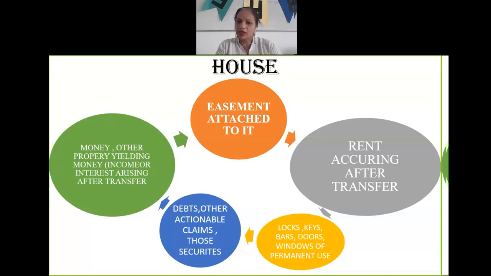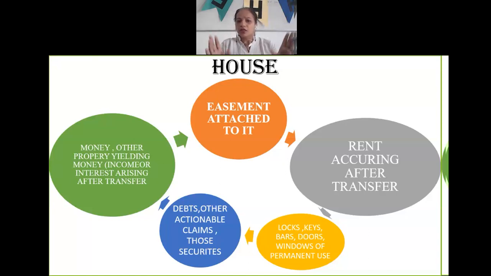the locks, keys, bars, doors, windows of permanent use, debts, other actionable claims, those securities, money, their property yielding money, income or interest arising after transfer would be considered legal incidents and would move along with the house, because all these things, easement attached to it, rent occurring after transfer, locks, keys, bars, doors, windows of permanent use, debts, etc. would lose their separate identity when separated from the house.